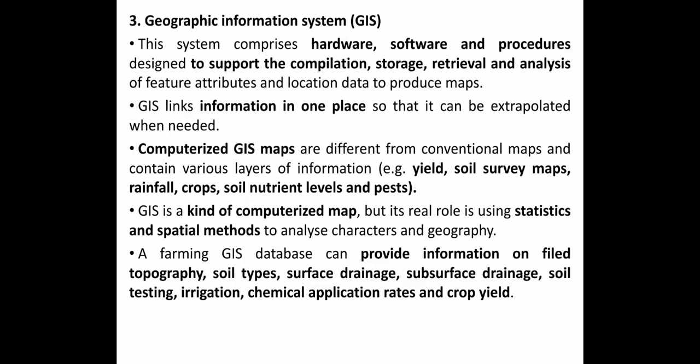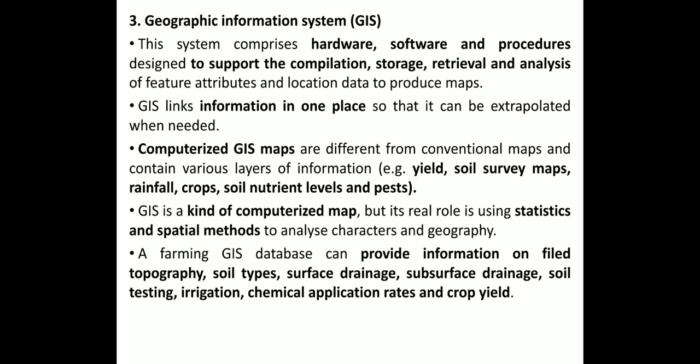Third one, the GIS, geographic information system. In this system, the hardware, software and procedures as well as the expert are designed to support the compilation, storage, retrieval and analysis of the data. GIS links information in one place so that it can be explored when needed. Computerized GIS maps are also developed with the help of GIS, for example yield maps, soil survey maps, rainfall maps, crop maps, soil nutrient level, and pest attack maps.